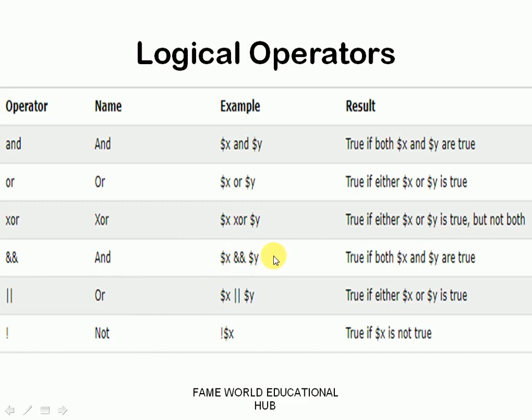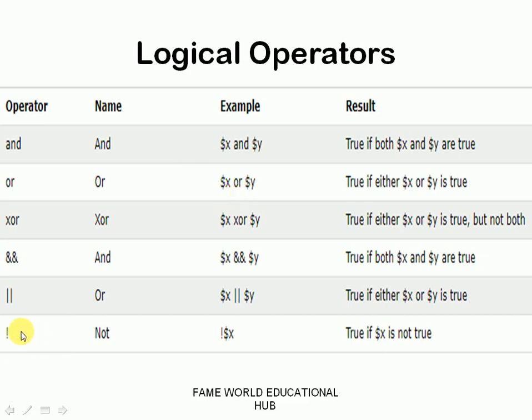So let's revise them once more. If X and Y, true if both X and Y are true. Like it was here, true if both X and Y are true. Similarly, what about OR? It will give the value true if either X or Y is true. Similarly, as it was here.